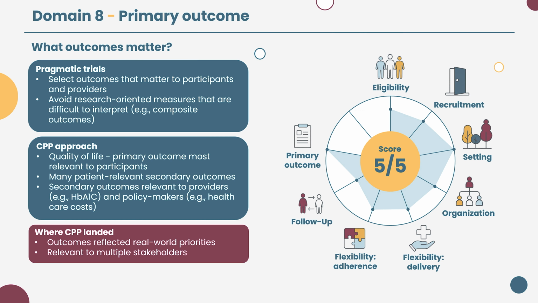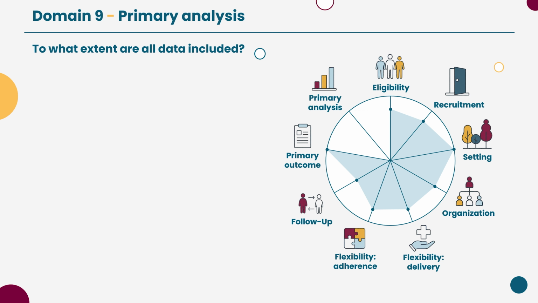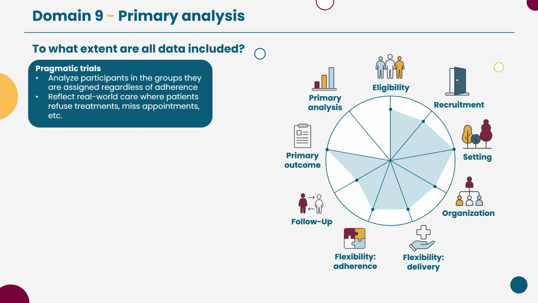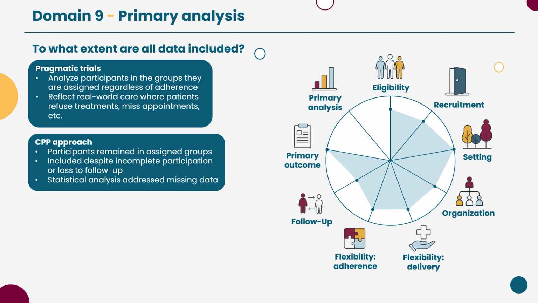5 out of 5. Domain 9 focuses on intention to treat analysis. In pragmatic trials, participants are analyzed in the groups in which they were originally assigned, regardless of adherence or deviations from the intervention protocol. Although it may seem intuitive to exclude participants who did not receive the intervention, a pragmatic approach keeps them in assigned groups to reflect real-world practice.